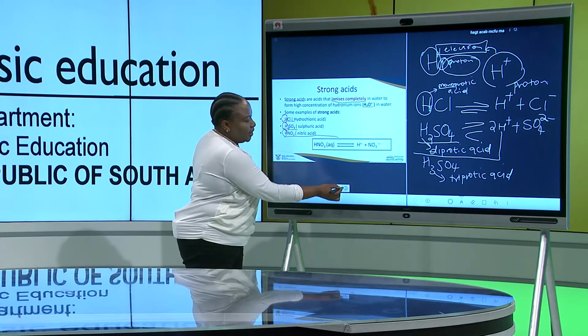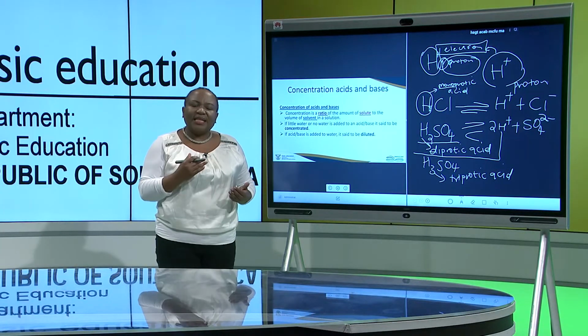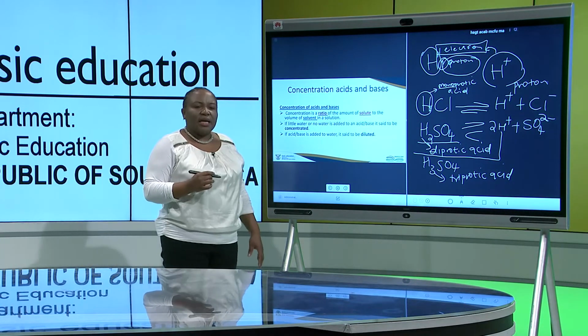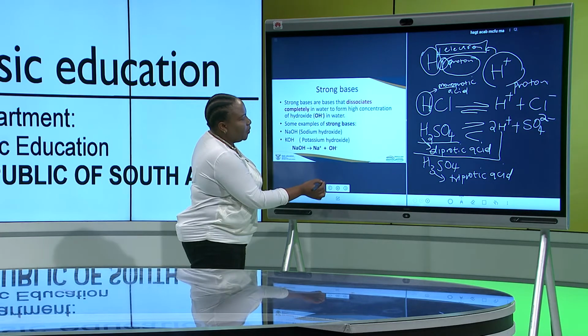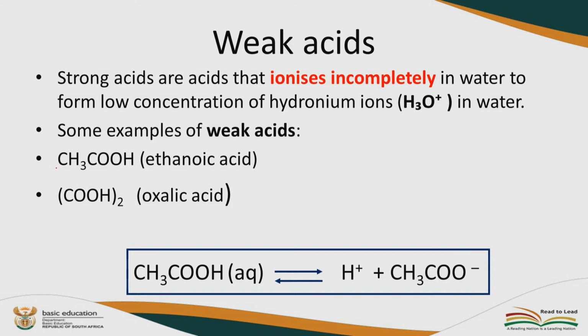Okay, let's go to the weak acids. Now, when you look at the weak acids, those are acids that also ionize. However, weak acids ionize partially or incompletely. Because they ionize partially in water, they will form a low concentration of hydronium ions, unlike when we were looking at the strong acids. Examples of weak acids are ethanoic acid and oxalic acid.